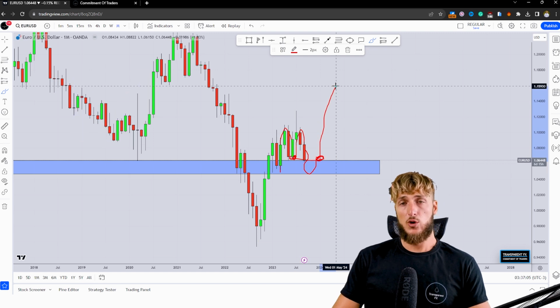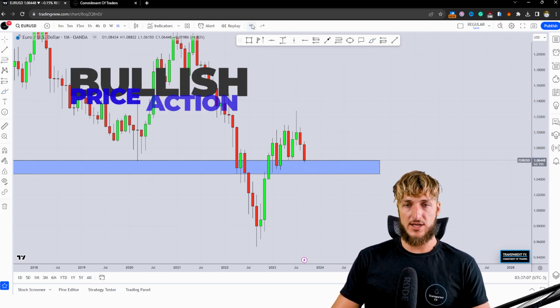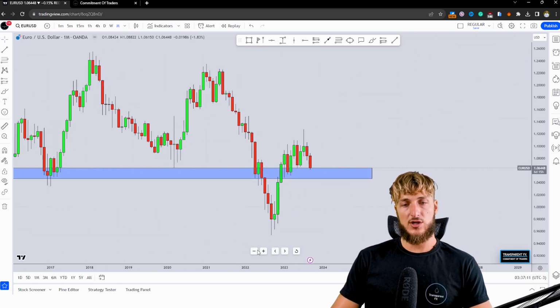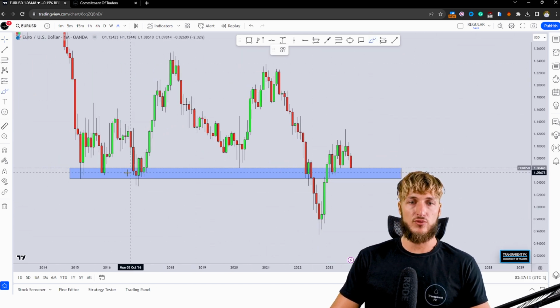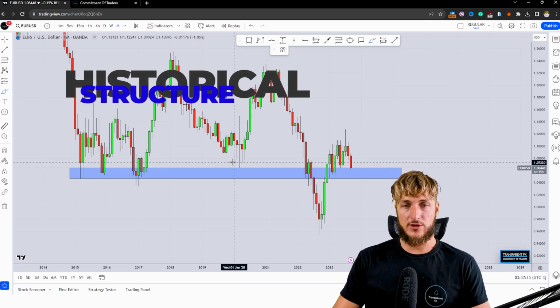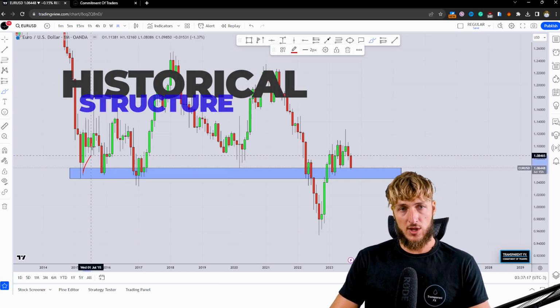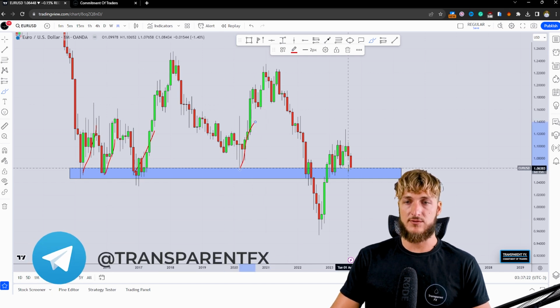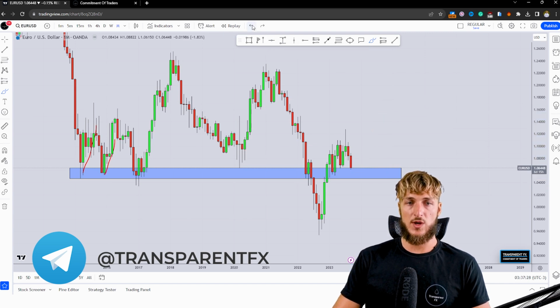But overall, we could expect more bullish price action to be created and the market to break above the neckline, because as we just said, if we look at the previous historical reactions of the market to this level, we can see how every single time it got rejected to the upside quite aggressively. So we could expect some short-term bearish price action and then a longer-term bullish continuation.